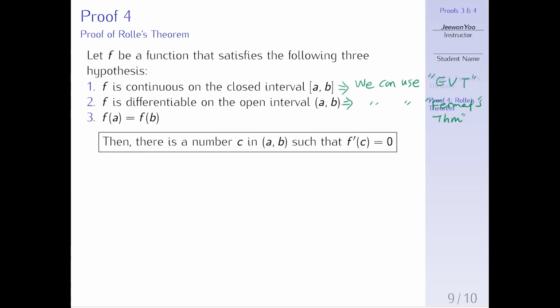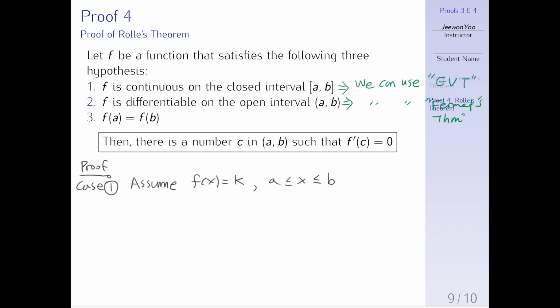Alright, let's start the proof. Case 1 is the simplest case, which is when we're assuming f is a constant function. f of x is equal to some number k for x in between a and b, which is the closed interval.